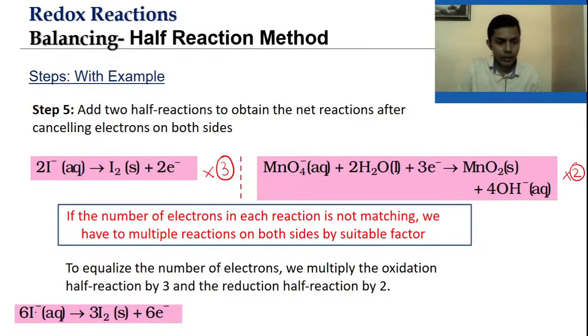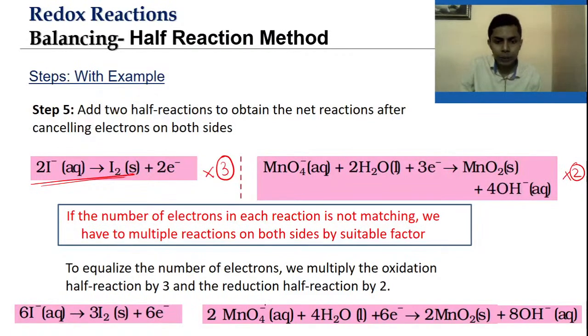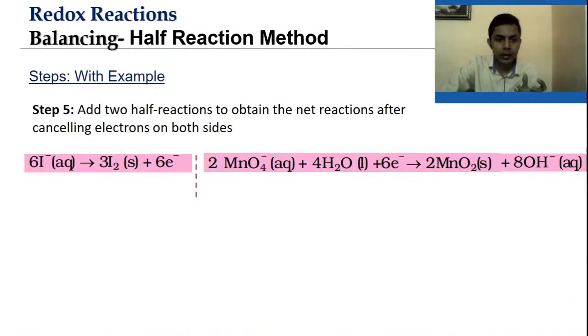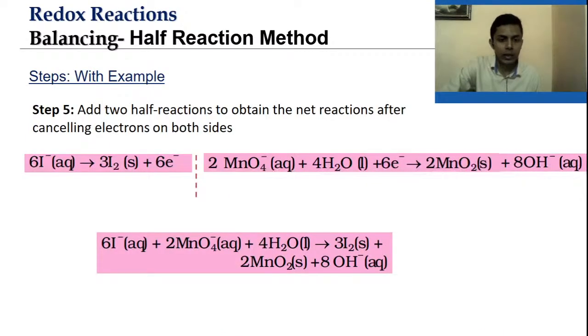Okay, and then when I multiply the first reaction above with 3, it will be 6I minus giving 3I2 plus 6e minus. And for this, it will be 2MnO4 minus plus 4H2O plus 6 electrons. Now, since I have multiplied it with 2, MnO2 plus 8OH minus. And then upon adding, we will get the final reaction. Okay. So this is how we balance in half reaction method.